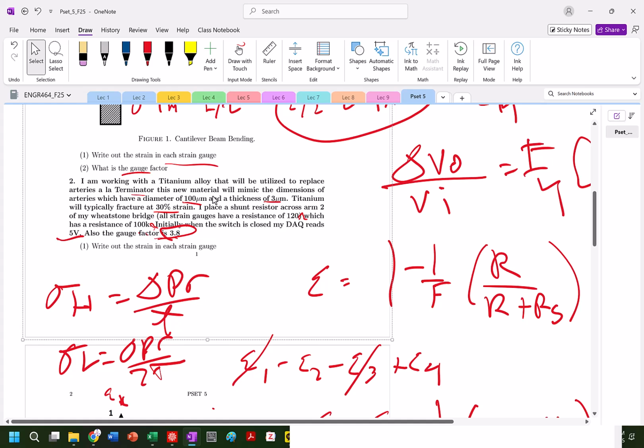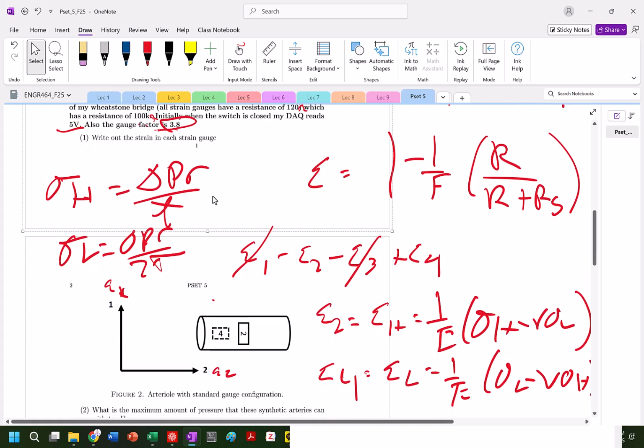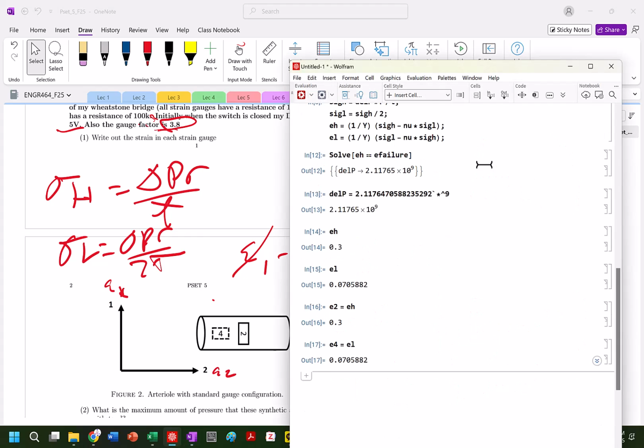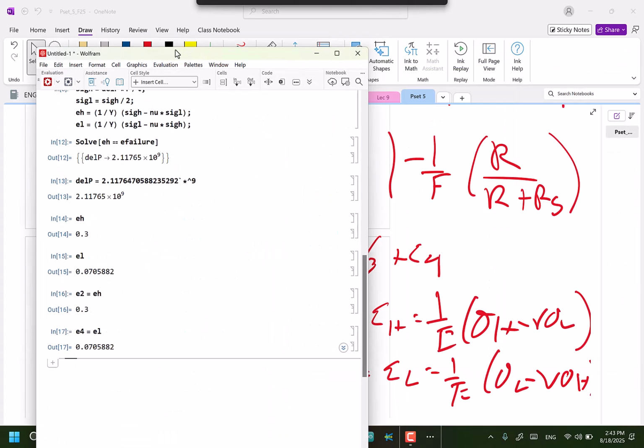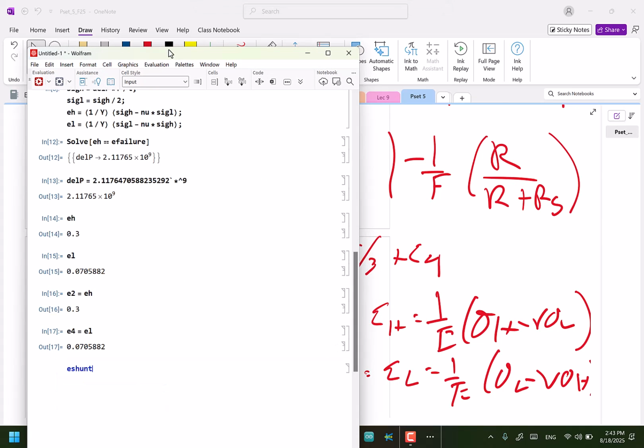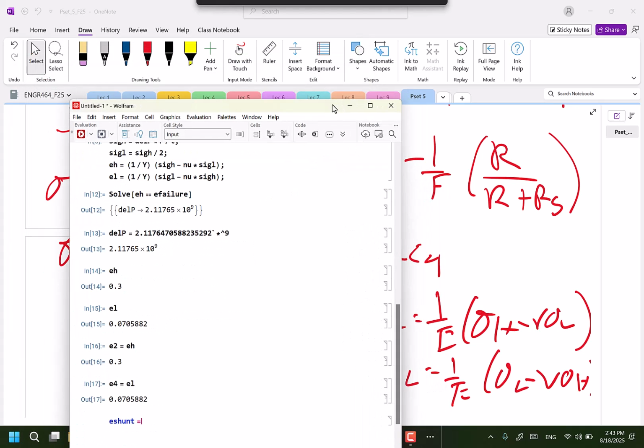So we have essentially the strains. When we just touch the switch, this is where we actually have to go back a little bit. So my E shunt is going to be equal to, and our gauge factor here is what? I think it's 3.8. Yeah. So I'm going to say F equals 3.8.